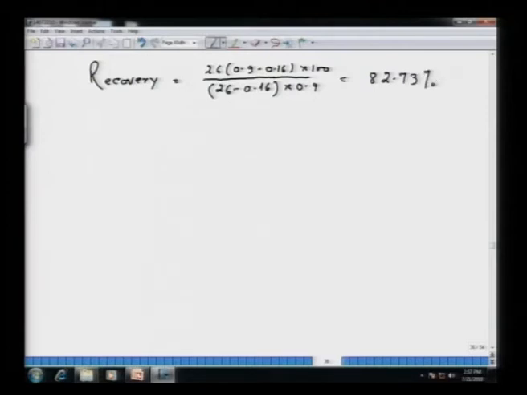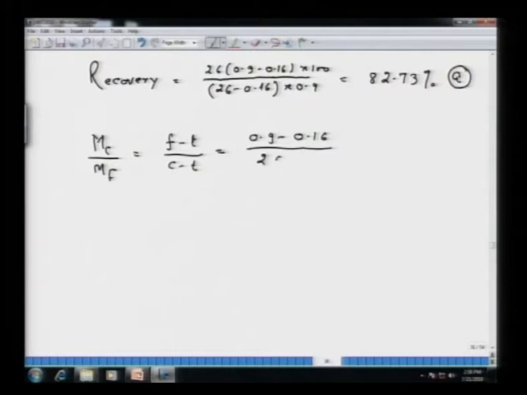Now, you have to calculate the fraction of feed in the concentrate. So, this is the A part. The B part, fraction of feed in the concentrate, you have to find out this ratio, and that is equal to F minus T upon C minus T. So, if we substitute the values, 0.9 minus 0.16 upon 26 minus 0.16, and that gives you 0.0286. That is the answer for part B.